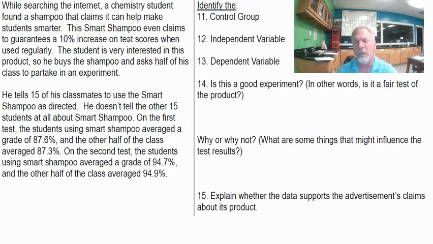So there's a couple thoughts here I want you to think about. The biggest thing I want you to see in these scenarios, what's our control group? The one that nothing changed, nothing special is done to. In this case, the students that did not use the smart shampoo. Independent variable, what are we changing? Dependent variable, what are we measuring?